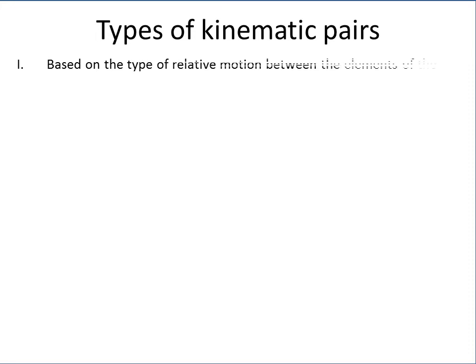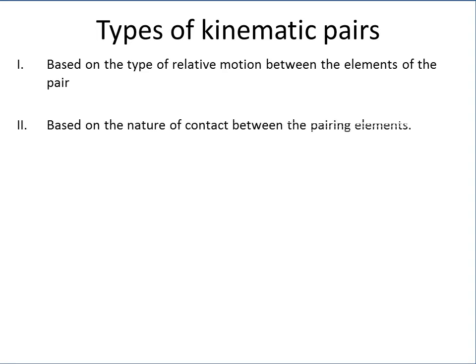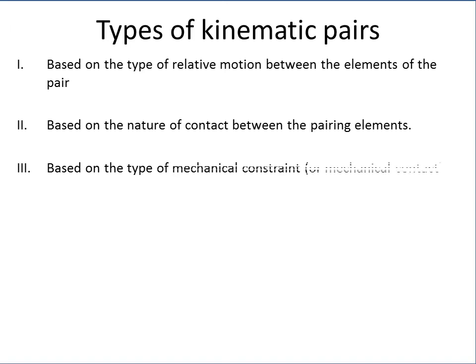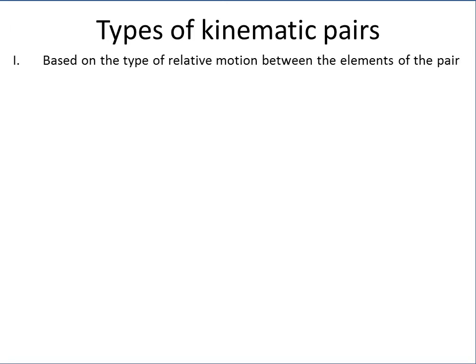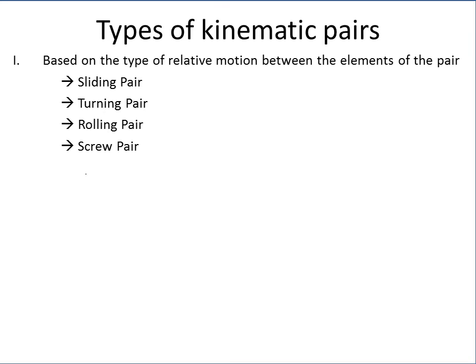The kinematic pairs are broadly classified into three types based on: 1. The type of relative motion between the elements. 2. The nature of contact between the pairing elements. And 3. The type of mechanical constraint, or mechanical contact. Well, based on the type of relative motion between the elements of the pair, they are again classified as sliding pair, turning pair, rolling pair, screw pair, and spherical pair.